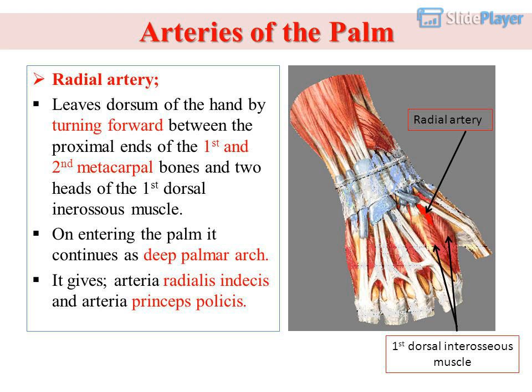Arteries of the palm. Radial artery. It leaves the dorsum of the hand by turning forward between the proximal ends of the first and second metacarpal bones and the two heads of the first dorsal interosseous muscle. On entering the palm it continues as the deep palmar arch. It gives arteria radialis indicis and arteria princeps pollicis.